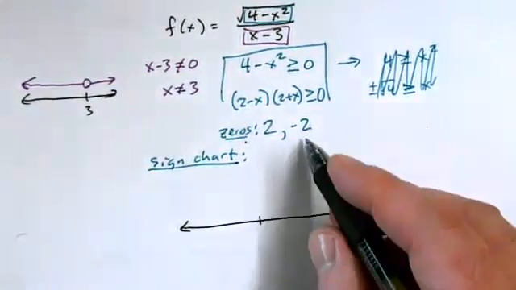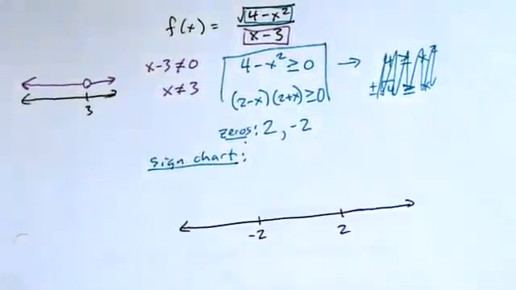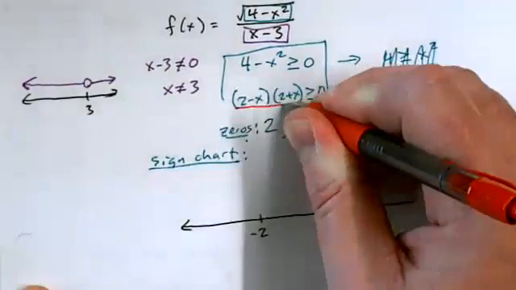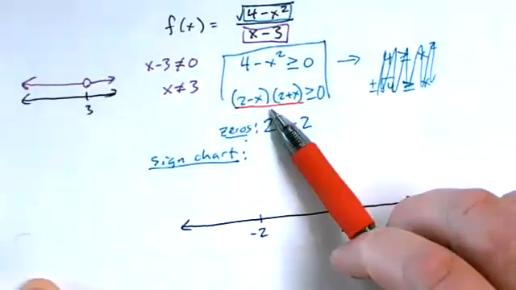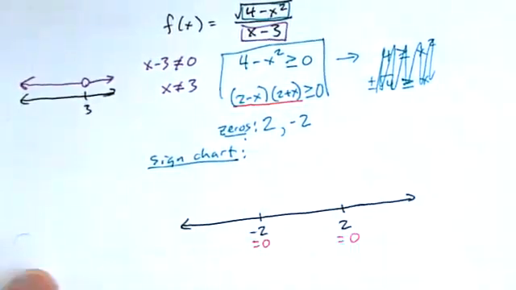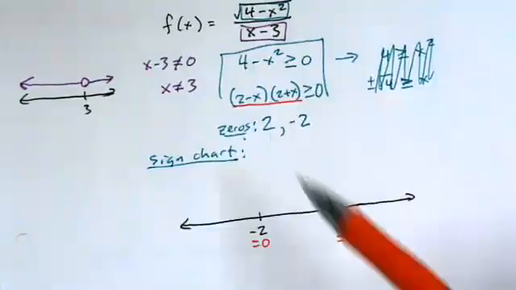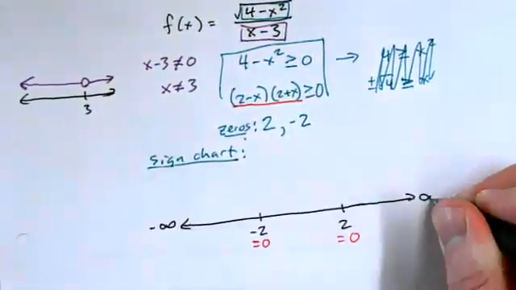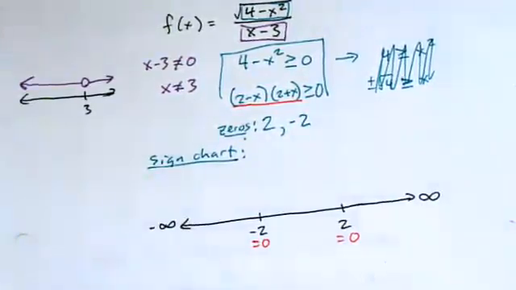Which one would be further to the left? The negative 2 would be further to the left. The 2 would be over here. And I'm going to make some notes on here. What's special about those two numbers? Well, those are the two numbers that make this side of the equation equal to 0. Those are the x values that would make this whole side equal to 0. So I'm going to put an equal 0 underneath each of those. And I'm going to go ahead and put negative infinity, infinity on here too.